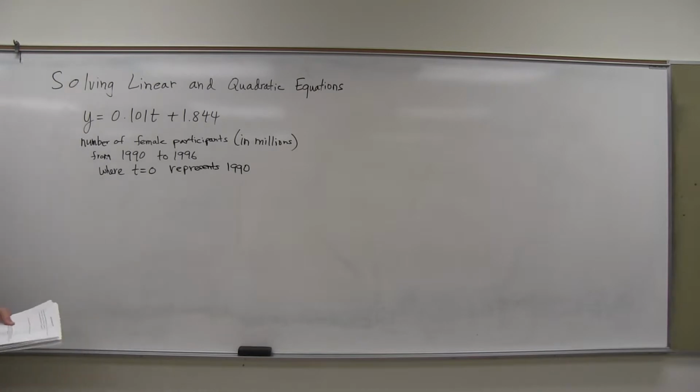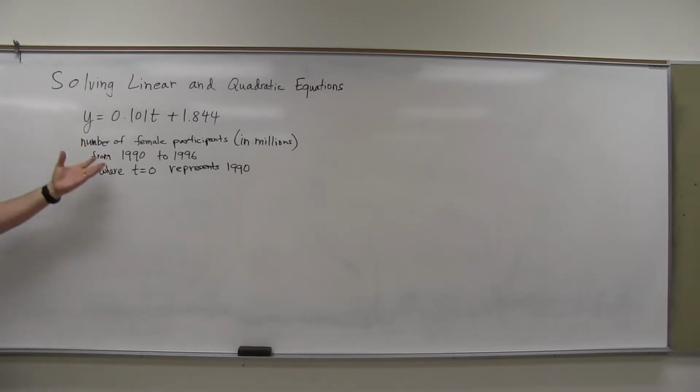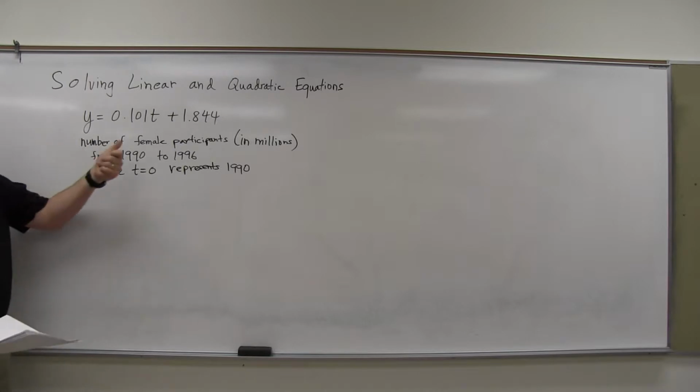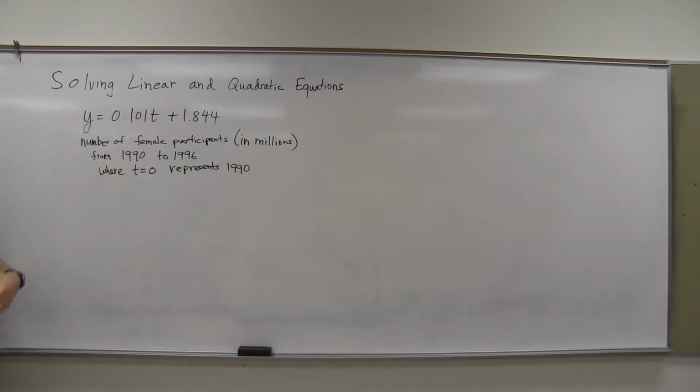Okay. So your t here represents a year, but it's not the full year, 1990, 1996. T equals 0 is 1990. So if we wanted to figure out the population in 1990, we plug in 0 there, which I believe is the first.